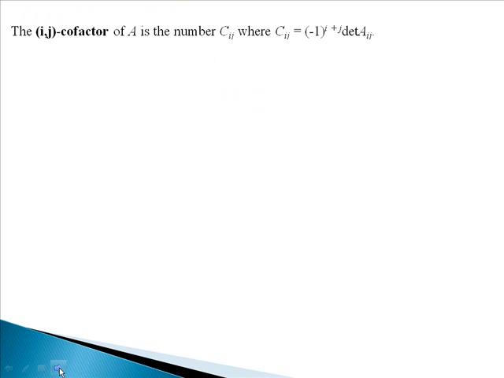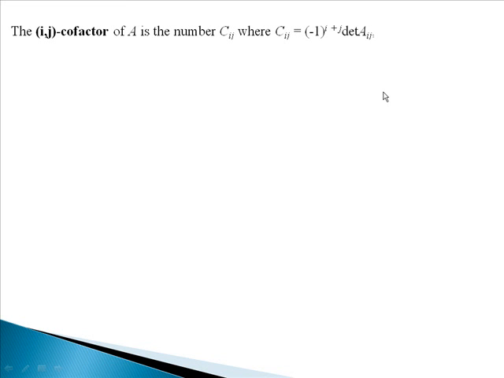Now I want to look at another kind of definition. The ij cofactor of A is a number given as C sub ij, where C sub ij is equal to negative 1 to the i plus j times the determinant of my matrix A sub ij, meaning the matrix that I get when I delete the ith row and jth column.